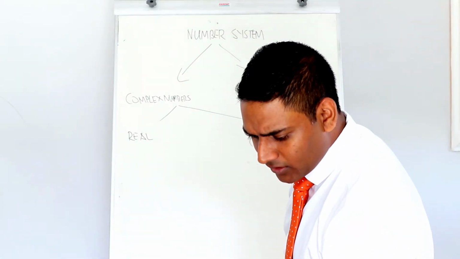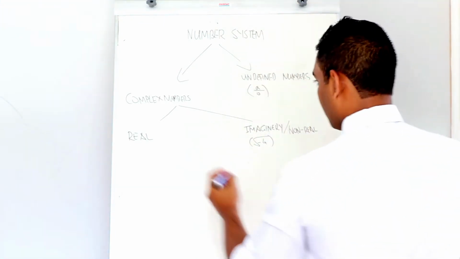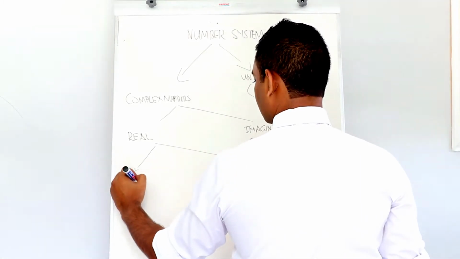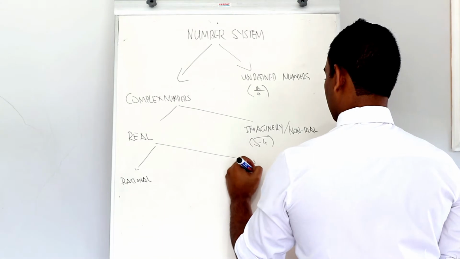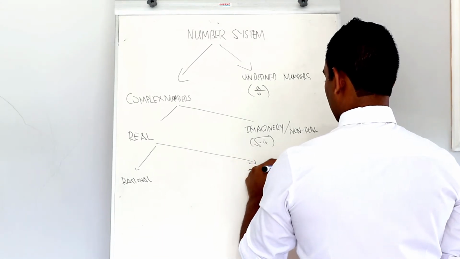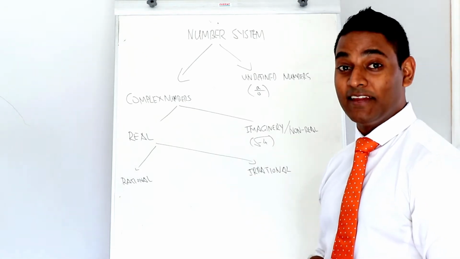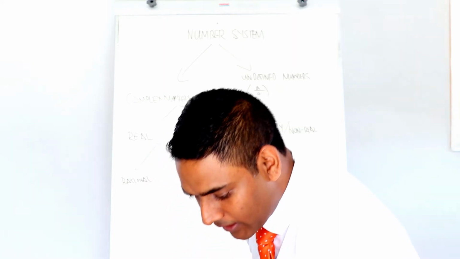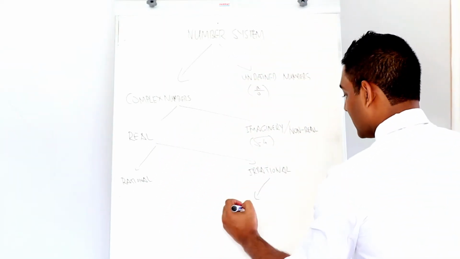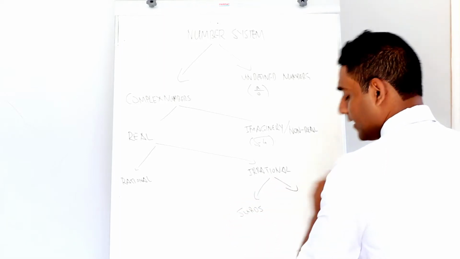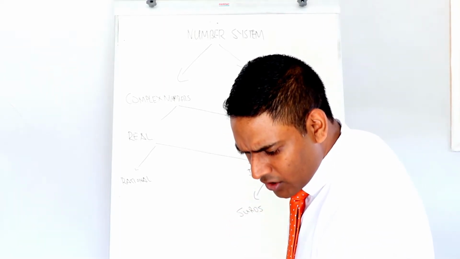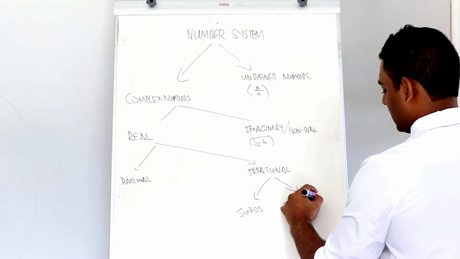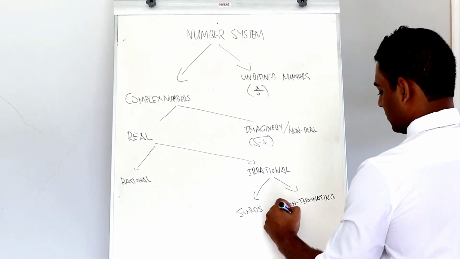So under the real aspect, we have two parts to it, let's break it down even further: rational and irrational. So even numbers can be irrational at times. Under the irrational aspect, there's two parts to it: surds and non-terminating decimals.